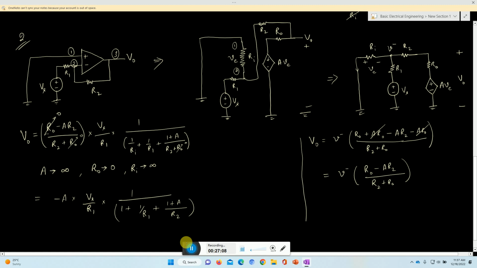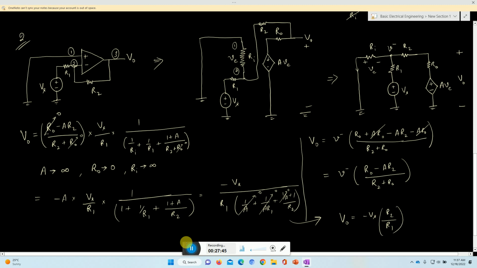If A tends to infinity, we have to multiply, this is minus of Vs, and divide this lower term by A, so 1 by A plus 1 by AR1 plus 1 by A plus 1 by R2. Here the 1 by A terms go to 0, this term goes to 0, this term also goes to 0, and 1 by R2 is there. So R2 goes up, and what we get here is V0 is equal to minus of Vs R2 by R1.